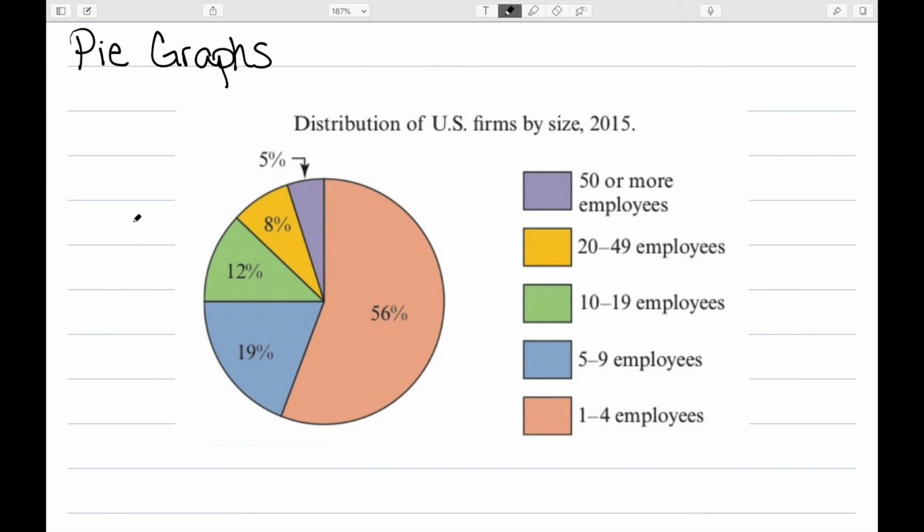Finally, we have pie graphs, which are also known as pie charts or circle graphs. They use a subdivided circle to show how data falls into categories. Here's an example of a pie graph.